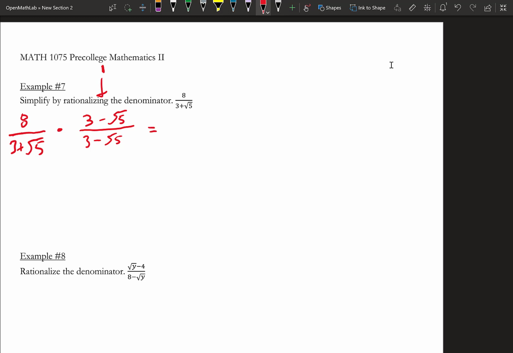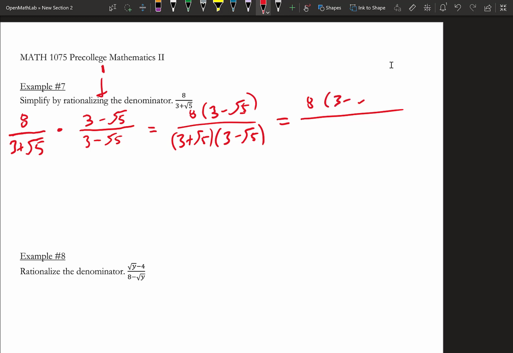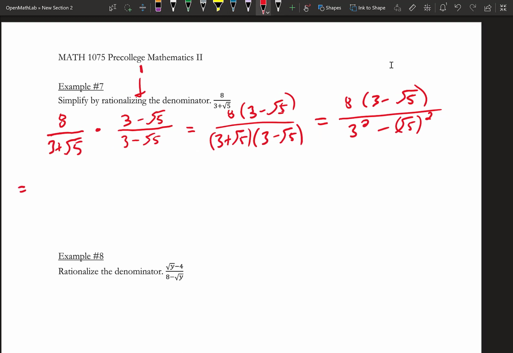So now when I multiply straight across, I would have 8 times 3 minus radical 5, and then in the denominator I'd have 3 plus radical 5 times 3 minus radical 5, right? So then this would be 8 times 3 minus radical 5 in the top still, and then the bottom, when you multiply that out, you end up getting 3 squared minus radical 5 quantity squared, right? Because that's the whole idea with the difference of squares, multiplying those, right? So then what this will give me is 8 times 3 minus radical 5.